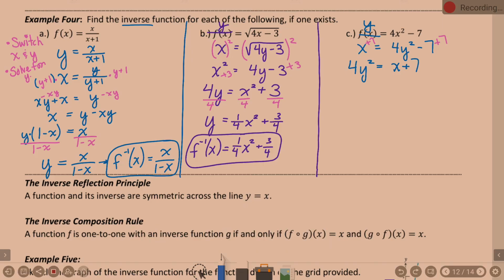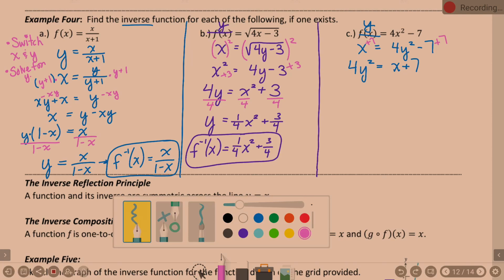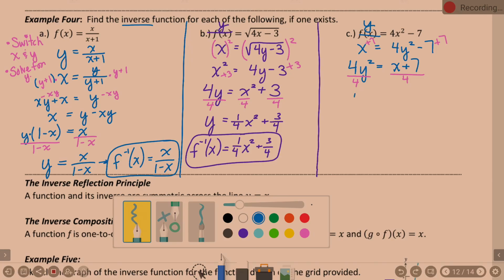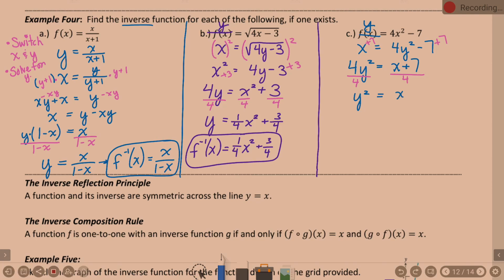Now what? Do you want to divide by 4 first? My preference is divide by 4 first. No, you wouldn't have to. I like to just because that number is not always a perfect square. Now, on this one, I'm going to show the other way. Could I just leave it as one big fraction? Yeah, you can. Okay. So now, what do I have? y squared equals x plus 7 over 4. Okay, yeah. To go from y squared to y, we know we want a square root.